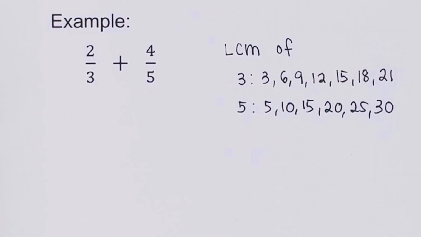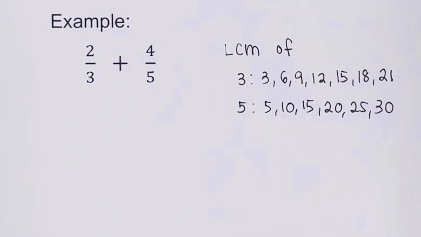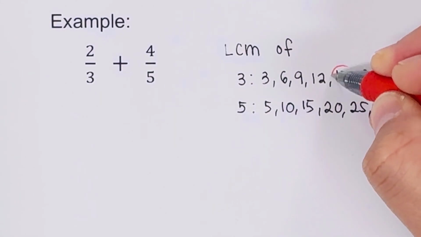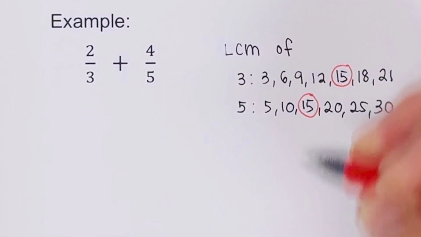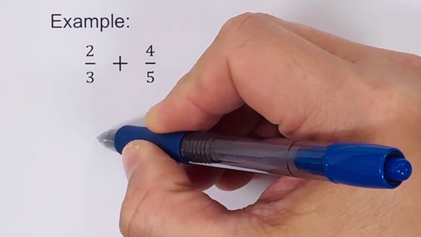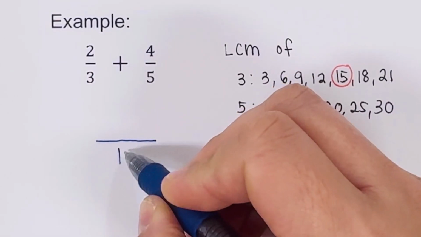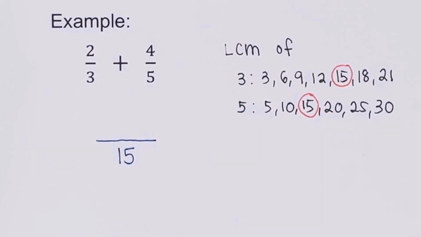When we say LCM, we're going to find the number that is common to both of these lists. So we can see that the common value is 15. So 15 is the least common multiple of 3 and 5. So this will serve as our common denominator. So 15 is the common denominator for these two fractions.